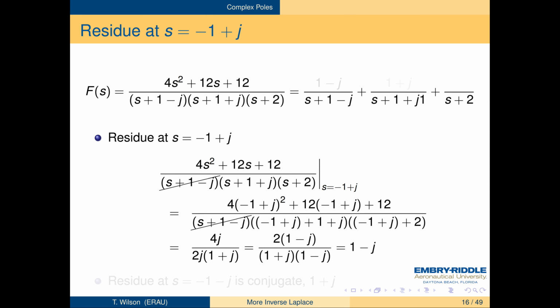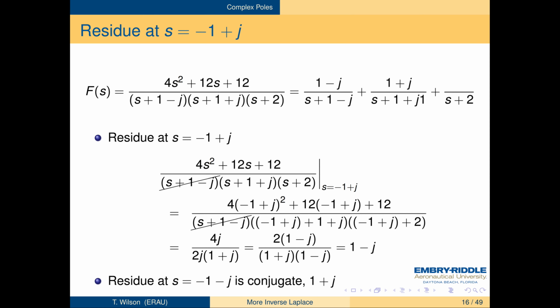The 2j goes into the 4j 2 times, and we clear the 1 plus j from the denominator by multiplying by 1 in the form of the denominator conjugate over itself. Bottom line, the residue at minus 1 plus j is 1 minus j. We put this back into the partial fraction expansion above. The residue of the complex conjugate pole will be the complex conjugate of the residue we just found, so we can put that back in too.